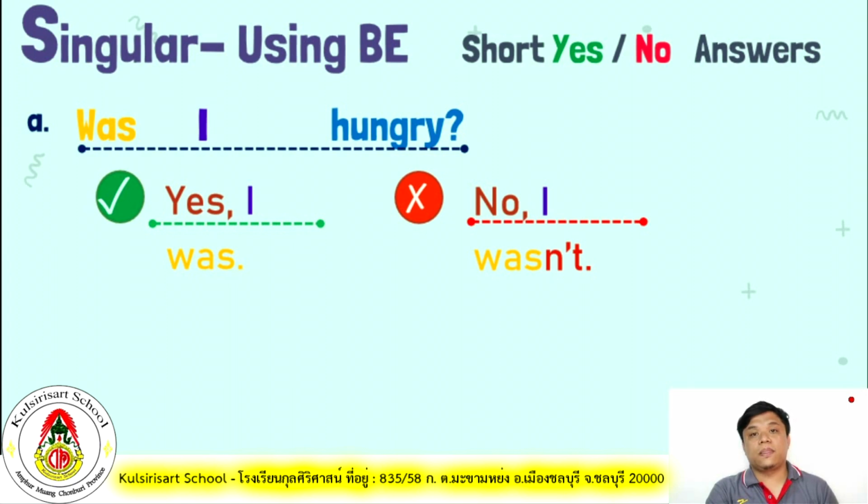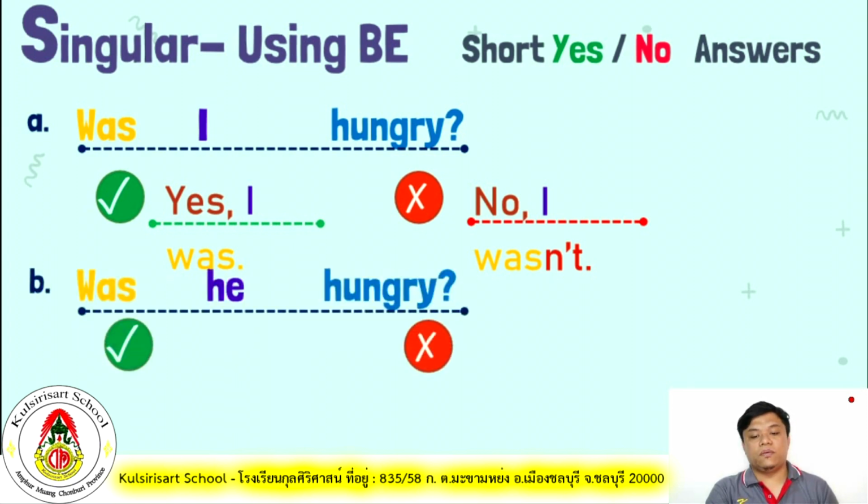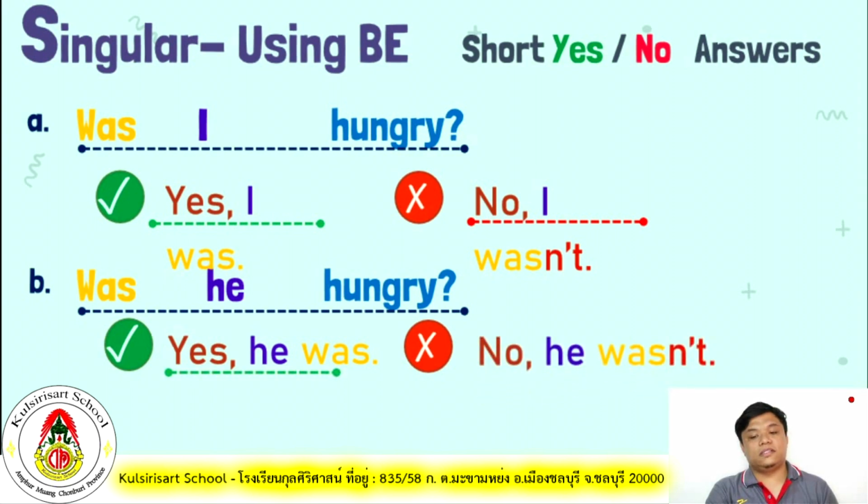For the next, was he hungry? What do you think is the answer? Yes, he was. And no, he wasn't. Remember, you will only have to use the subject pronoun from the question. So the question is, was I hungry? What again is the subject pronoun? The subject pronoun is I for letter A, and for B the subject pronoun is he.